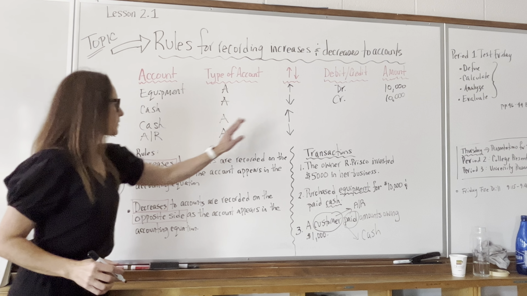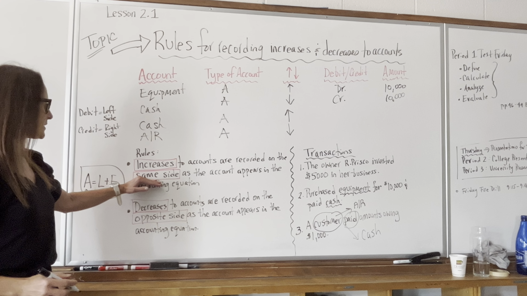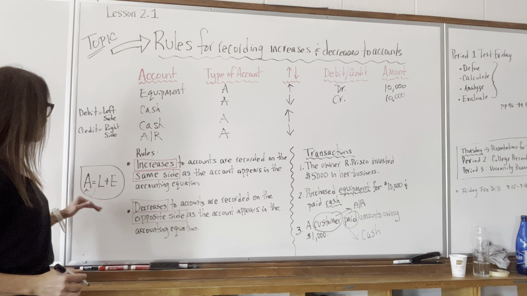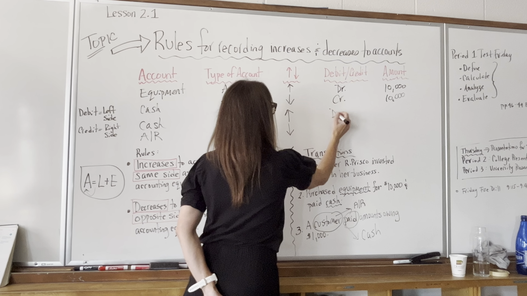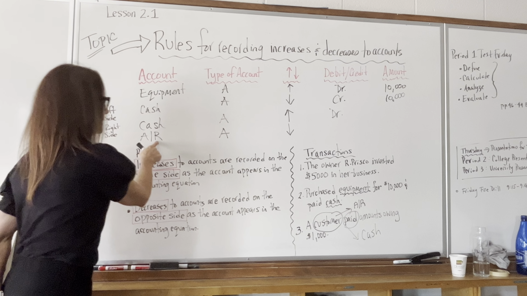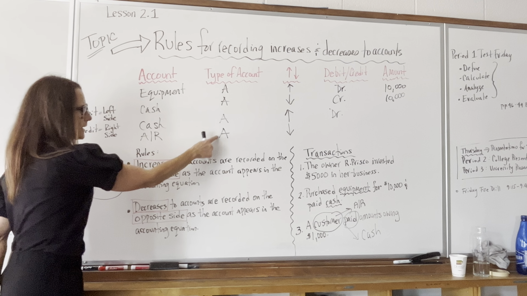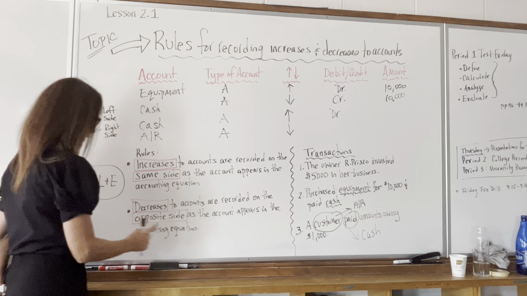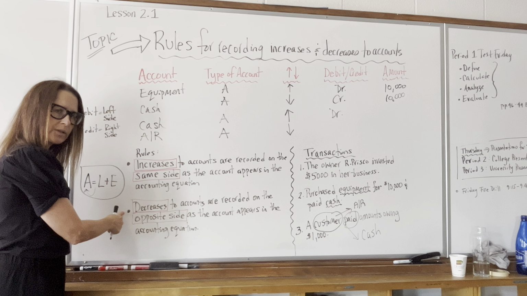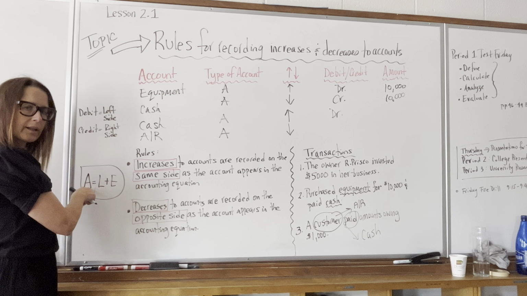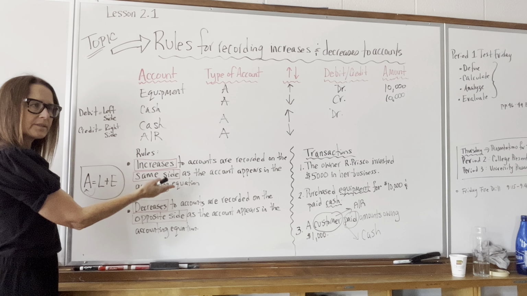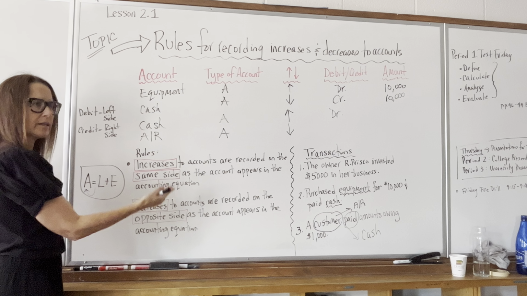Increases to accounts are recorded on the same side that it appears in the equation. Assets increase with a debit. So debit. This is an asset. It went down. Here's your rule. Decreases are recorded on the opposite side. Since assets are on the left, the opposite side is the right, and the right is called a credit.